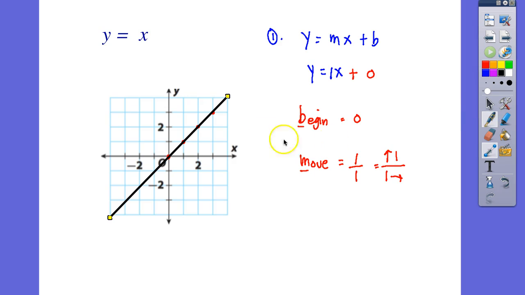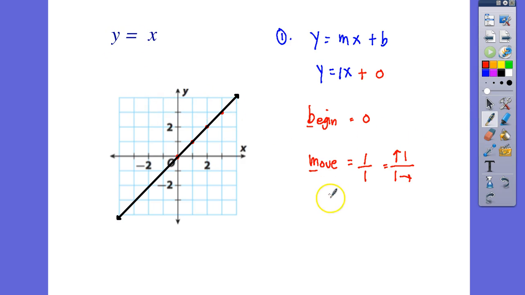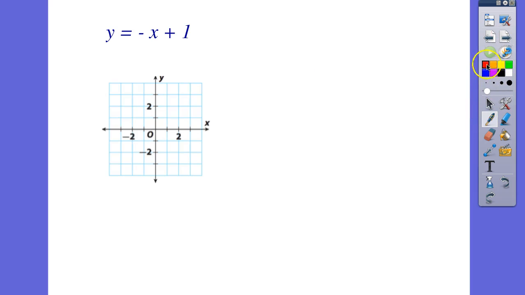And that's the graph of the line y equals x. The next one. Again, always start. Ask yourself, is the equation written in y equals mx plus b form? Go write it underneath. Y equals negative x plus 1. Y equals. Okay, that means your equation is written in slope-intercept form.